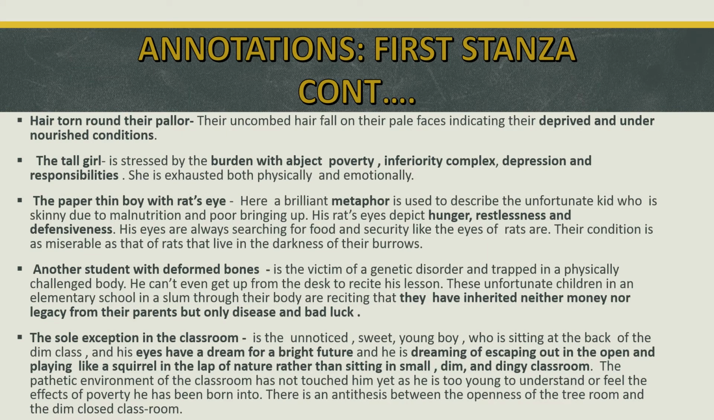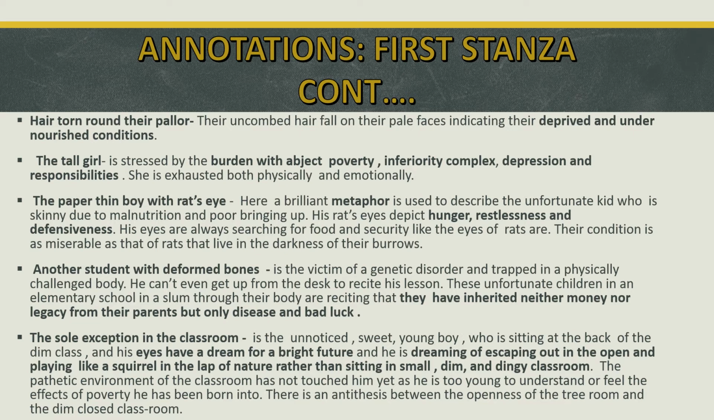Let me now give you the explanation of some other important lines from stanza 1. The line hair torn round the parlor indicates their deprived and undernourished conditions. The tall girl is stressed by the burden of abject poverty, inferiority complex, depression, and responsibilities. She is indeed exhausted both physically and emotionally.